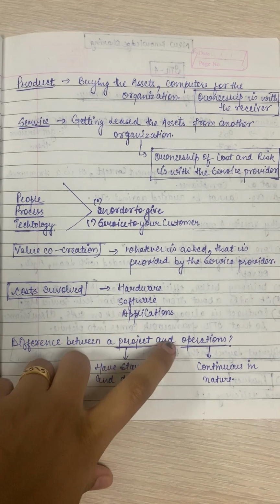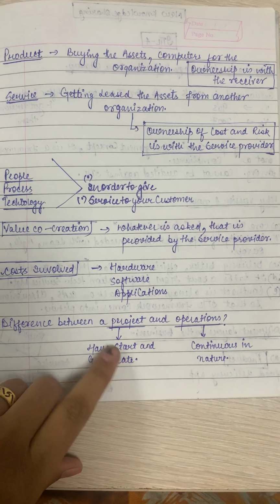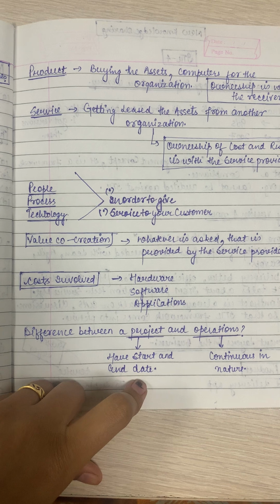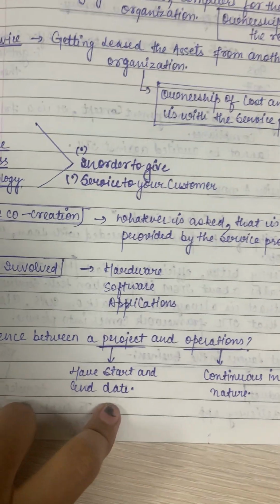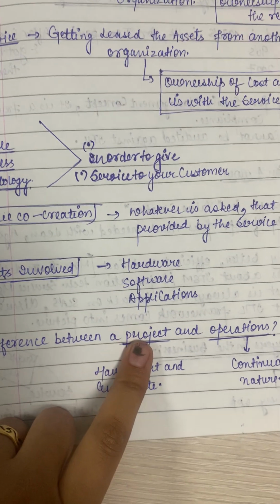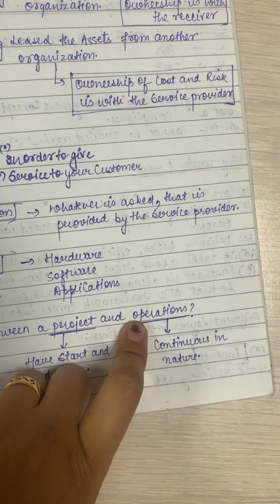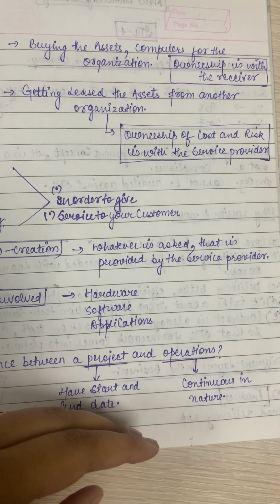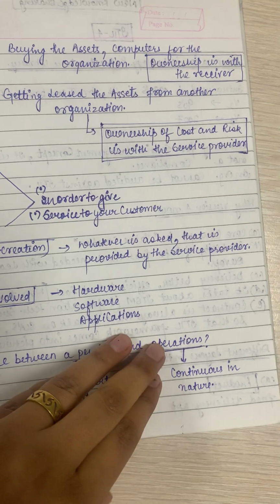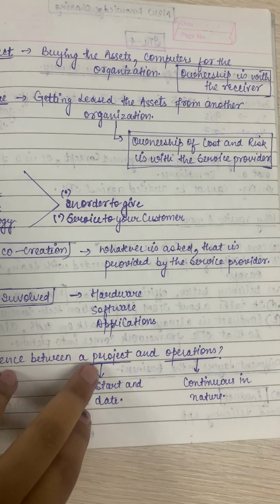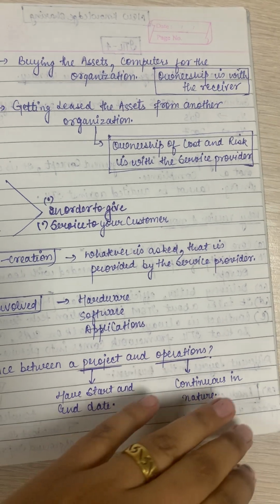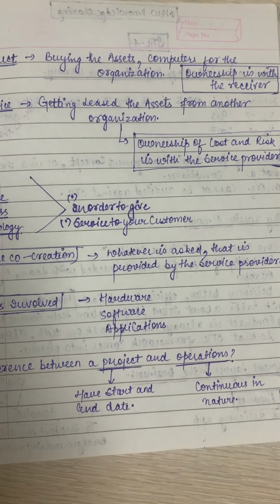What is the difference between a project and operations? So what is a project? A project has a start and end date. As we already know, we need to initiate some project and that will definitely come to an end. What is operation? Continuous in nature. Suppose some call center is working, so that comes under operations. That is not a project, because once initiated, it will be prolonged in nature.